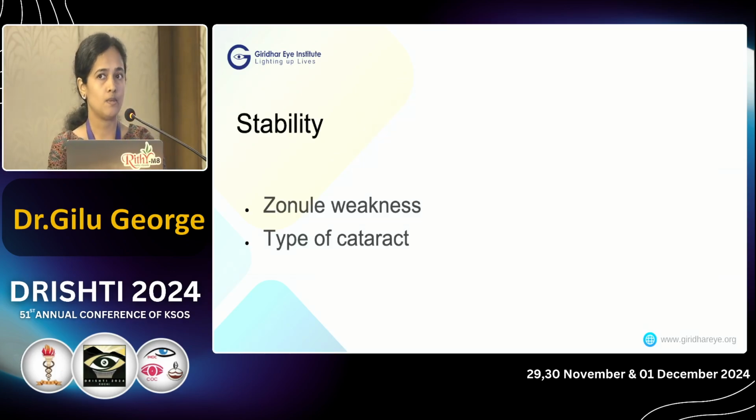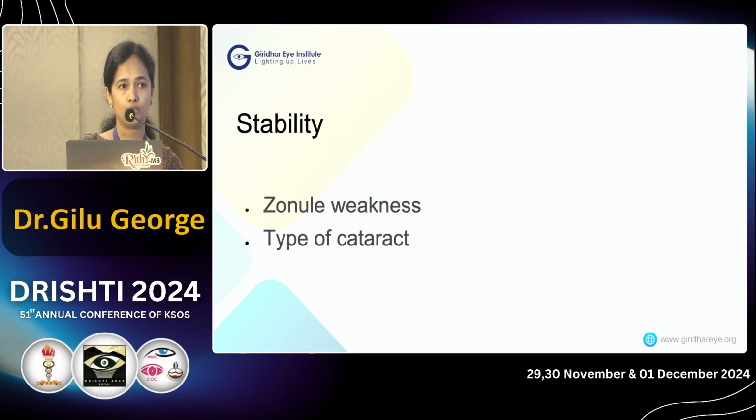Now coming to the problems with the stability of the capsule, the stability can be affected either because the zonules are weak or the zonules might be intact, but it's because of the type of the cataract. So far we have been discussing about doing CCC with a cystitome. Now, why are you able to do it with a cystitome even when it is not holding the capsule?